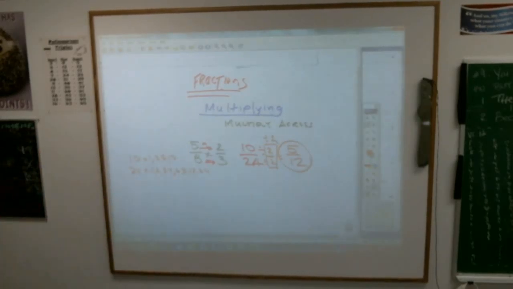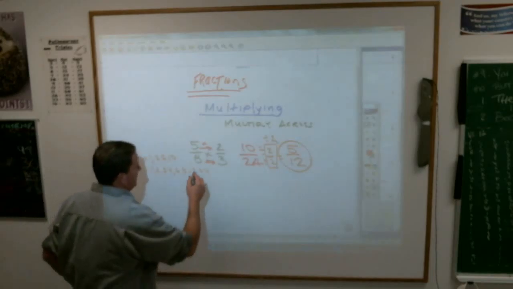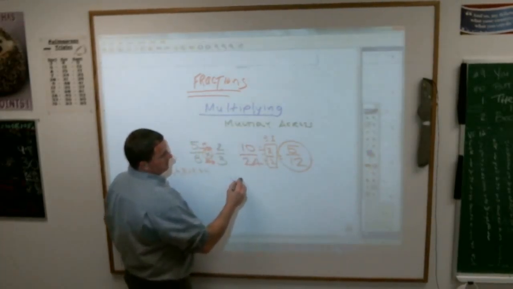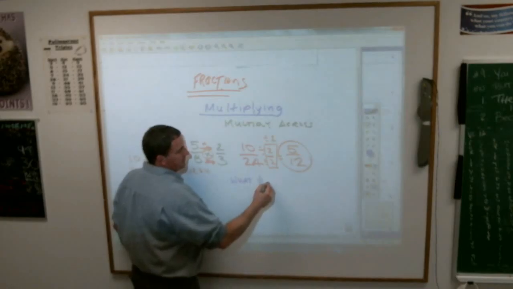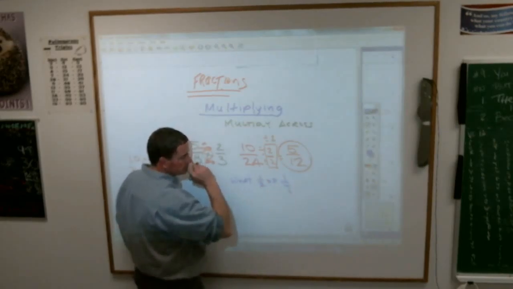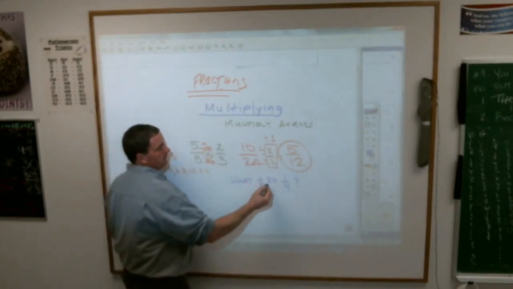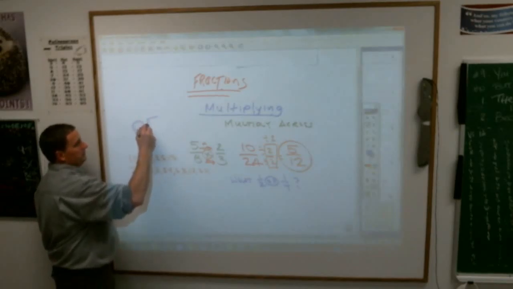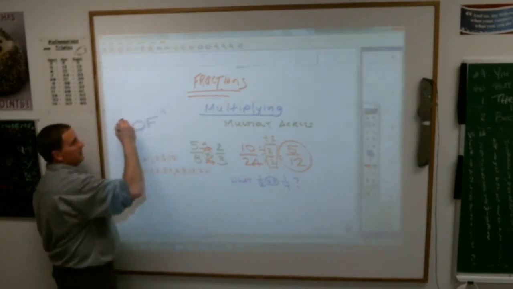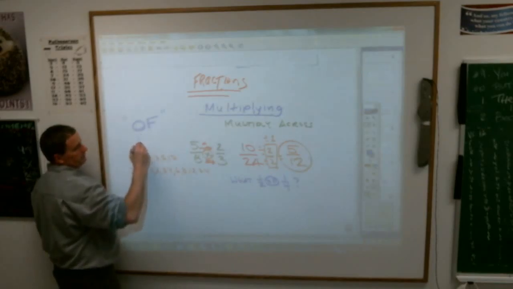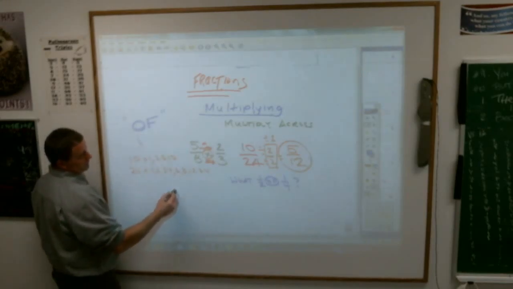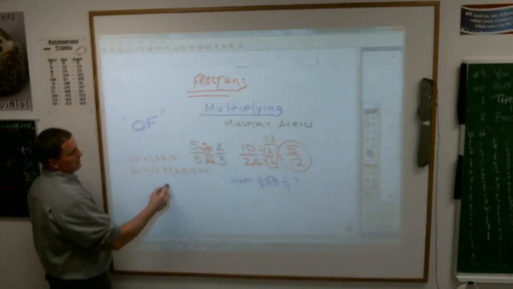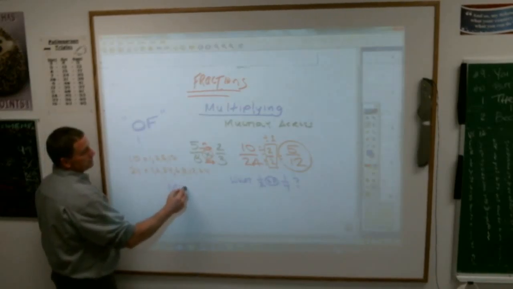All right, let's try another one. And by the way, sometimes they don't put the multiplication sign. Sometimes they say this. What is 1/2 of 1/4? The word of, children, jot this down somewhere where you'll never forget it. In math, about 99.8% of the time, the word of means to multiply. Of means to multiply.